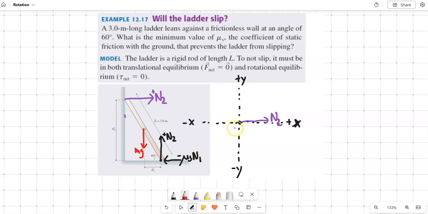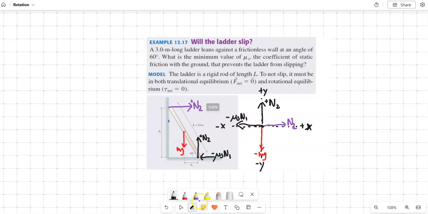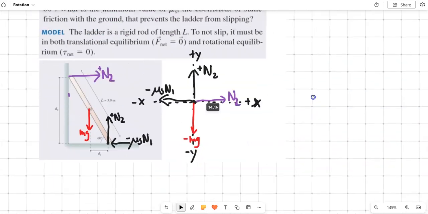Okay, we have an mg force down, so that's going to be negative mg. We have a force N2 that is pushing it up. It's actually holding up the ladder itself. And we have the static friction force pushing it to the left, which is negative mu sub s times the normal force. So we're going to sum our forces, and then we're going to look at our torques.